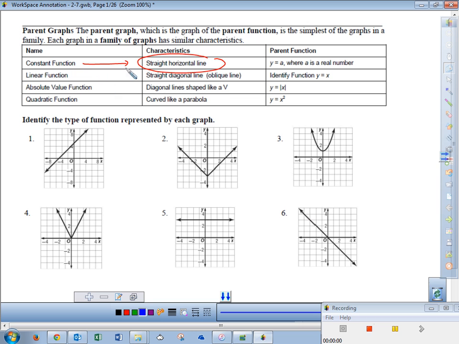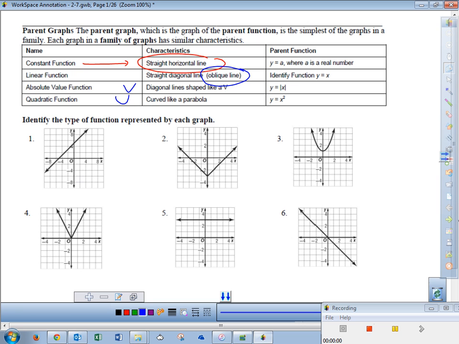Linear function, even though a constant function is linear, when we talk about linear functions, it's any kind of oblique line. It can't be a vertical line because then it wouldn't be a function, right? These are all functions. So a linear function is oblique. A constant function is a horizontal line. Absolute value looks like a V, and a quadratic function is a parabola.